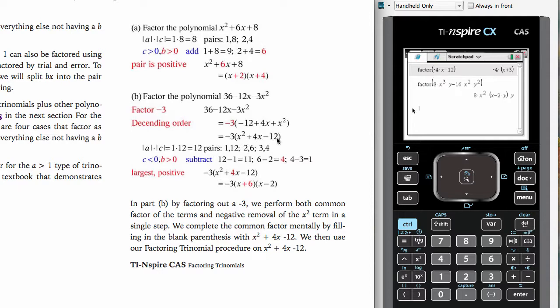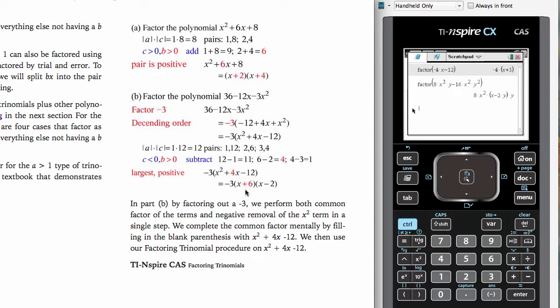We take 1 times the absolute value of negative 12, which is 12. The pairs that make up 12 are 1 and 12, 2 and 6, and 3 and 4. Again, we're just looking at this part. So since c is less than 0, we're going to subtract the smaller from the larger. So 12 from 1 gives me 11, 6 from 2 gives me 4, and 4 from 3 gives me 1. Then we look at the middle, and we see that the middle is equal to 4. So since the middle is equal to 4, the factors are going to turn out to be these same signs, x plus 6 and x minus 2, and then we put back in the minus 3.